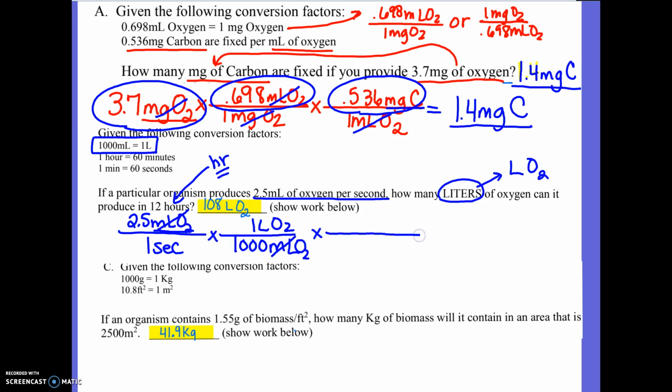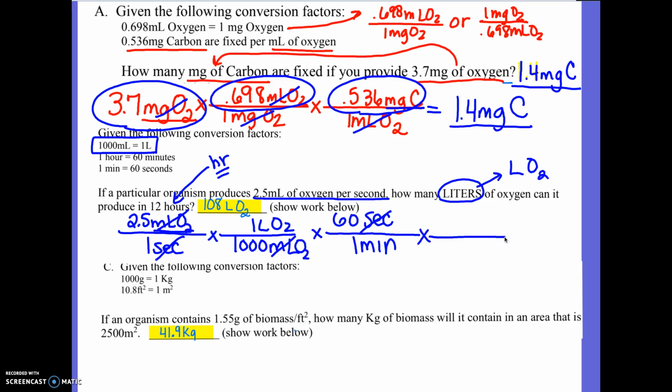Now I'm going to convert my seconds to hours. So I have two conversion factors. Now notice seconds is in my denominator in this problem, so in order to cancel it, I need it in my numerator here. And my conversion factor is that 60 seconds are in 1 minute. Notice seconds would cancel, and if I was to stop here, my units would be liters of oxygen per minute. I'm going to keep going.